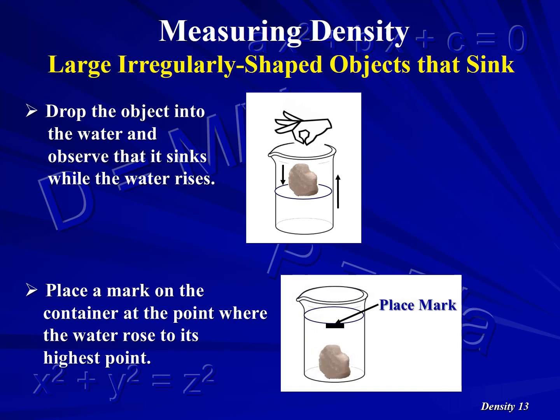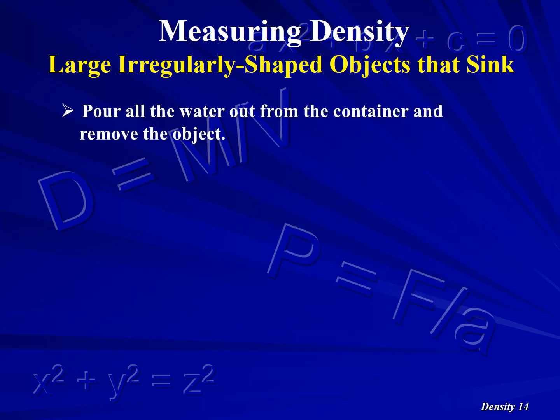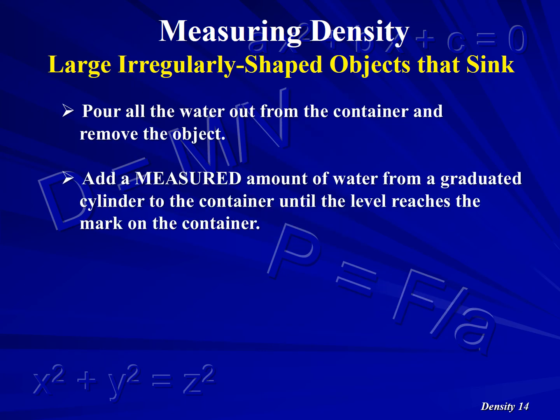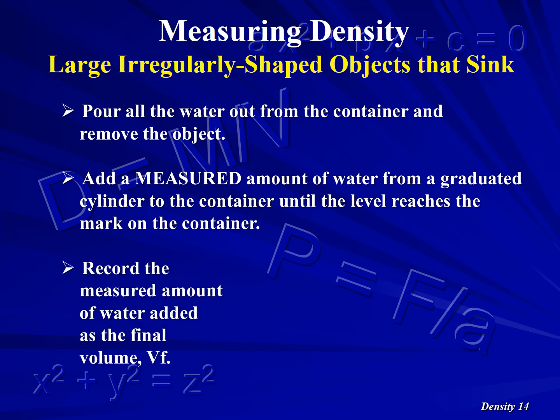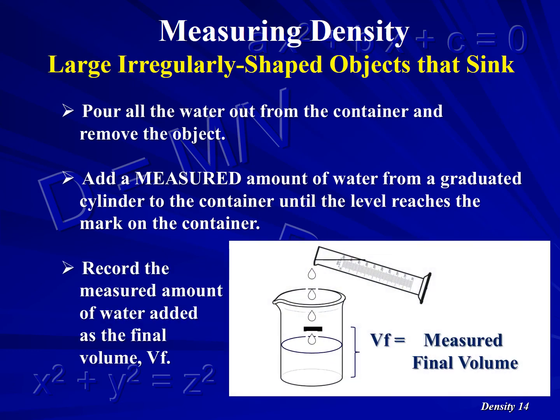Place a mark on the container at the point where the water rose to its highest point. Pour all the water out from the container and remove the object. Add a measured amount of water from a graduated cylinder to the container until the level reaches the mark on the container. Record the measured amount of water added as the final volume, VF.